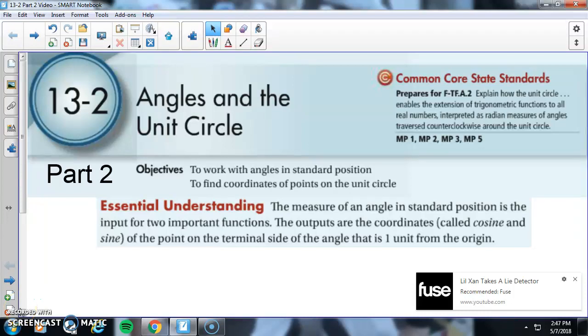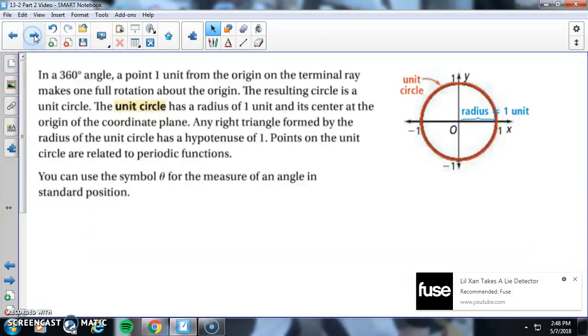Hello, today we're going to do 3.2, angles in the unit circle, part 2. Objectives: you will work with angles in standard position and you will find coordinates of the points on the unit circle. Your essential understanding: the measure of an angle in standard position is the input for two important functions. The outputs are the coordinates, called cosine and sine, of the point on the terminal side of the angle that is 1 unit from the origin.